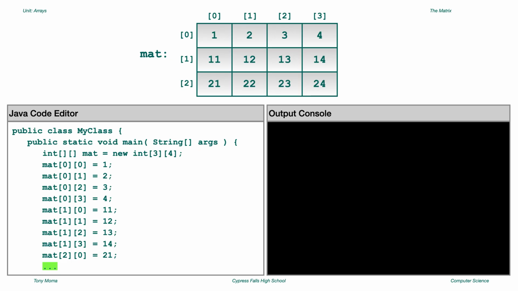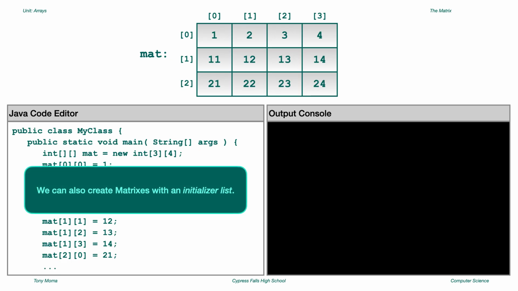To store a value at a specific location in the matrix, you first will type the row that you want it stored at, followed by the column you want it stored at. This is just one way to store values in a matrix. We could have also created this exact same matrix with an initializer list. The same way we can use initializer lists for arrays, we can also use them for two-dimensional arrays or matrices.